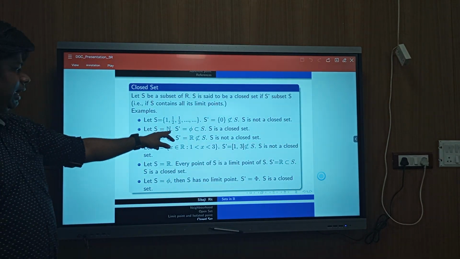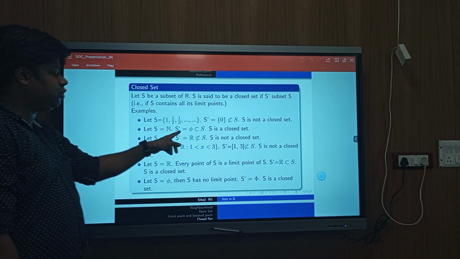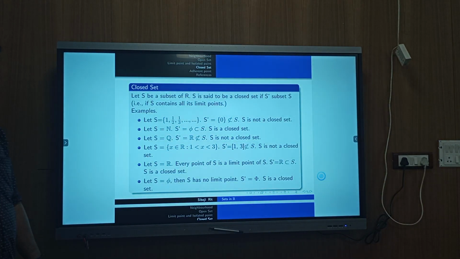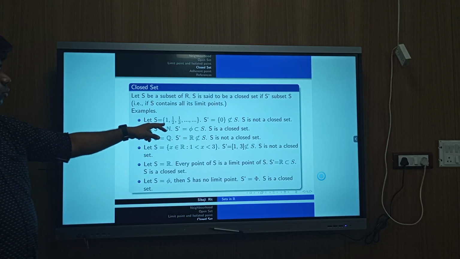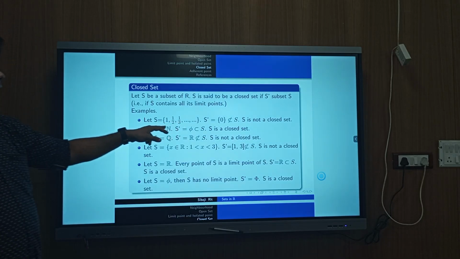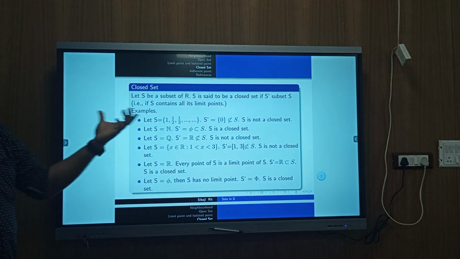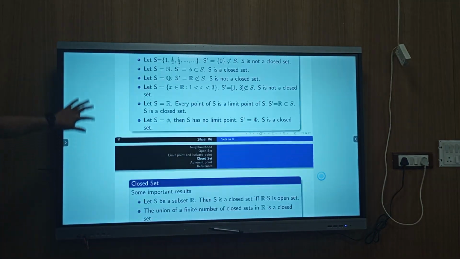N, the natural number set, is a closed set because there is no limit point, so the derived set is a subset of S. And in the first example, S equal to {1, 1/2, 1/3, ...}, the limit point is 0, so the derived set is the singleton {0}, so this set is not a closed set.